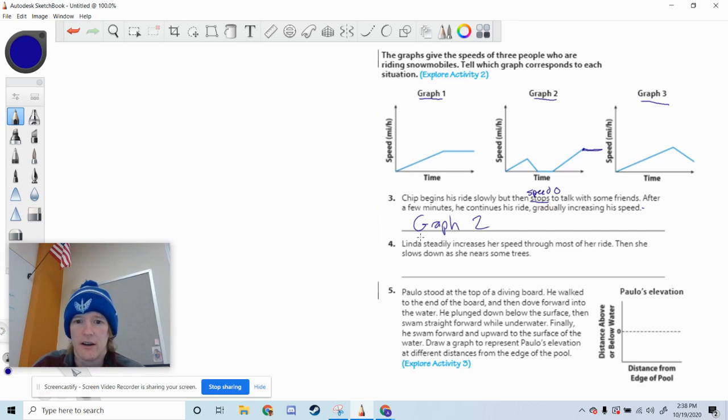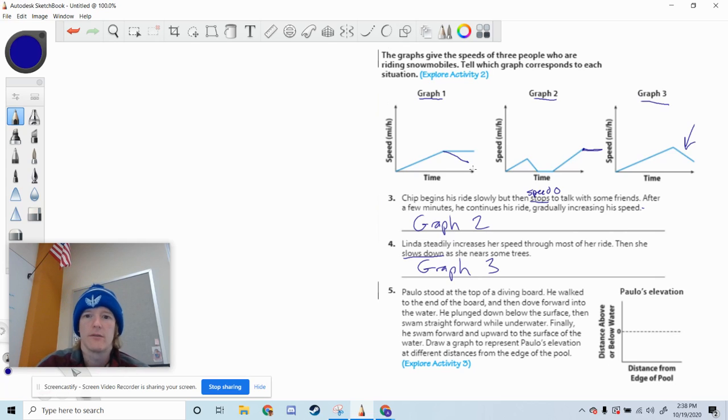Number 4. Linda steadily increases her speed through most of her ride. Then she slows down as she nears some trees. So let's see if number 1 shows that. We do see somebody steadily increasing their speed, but then we see their speed stays the same. If we're going to slow down, we're going to need to go down when those trees show up. So then she slows down. Well, that's going to be right here. So this is going to be graph 3.